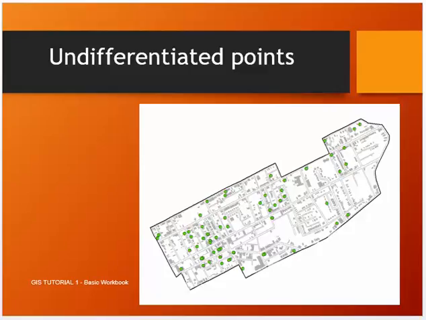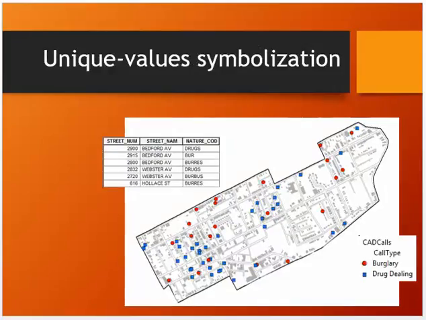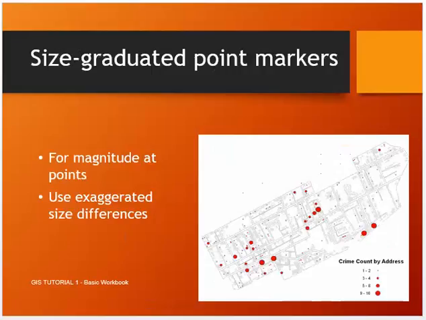So here, when you bring it in, they're all treated the same. So depending on what's in your data, you can use unique values. So here we have police calls symbolized by the type of call. So you can start to see those relationships. You can use graduated point markers. So if the data set has some numeric value, you can use the graduated point symbols to show where the higher value points are.